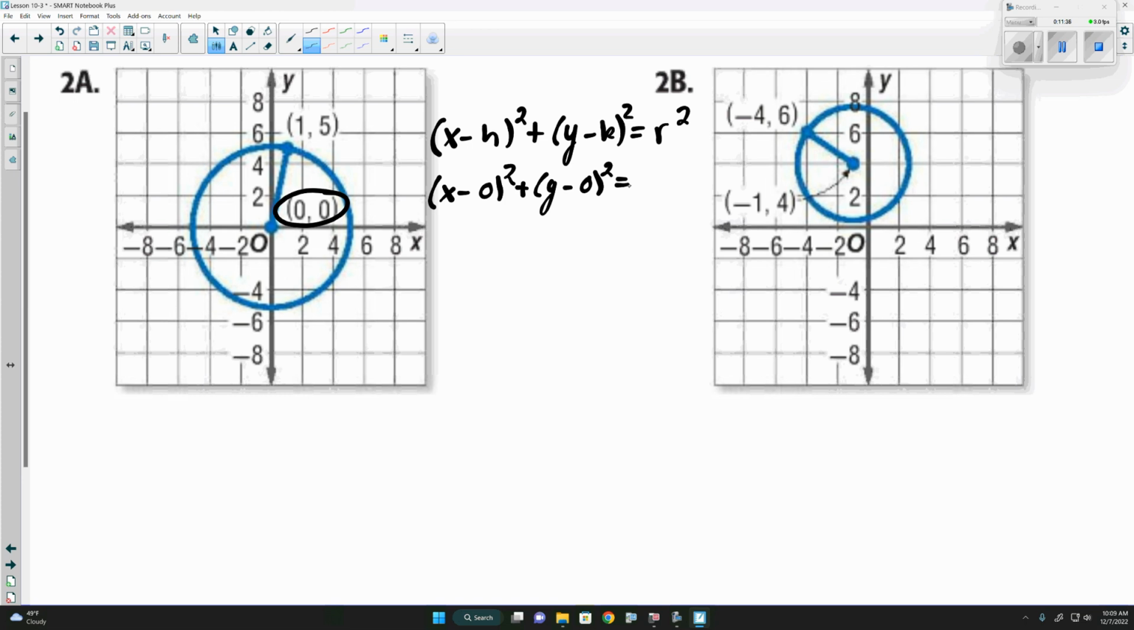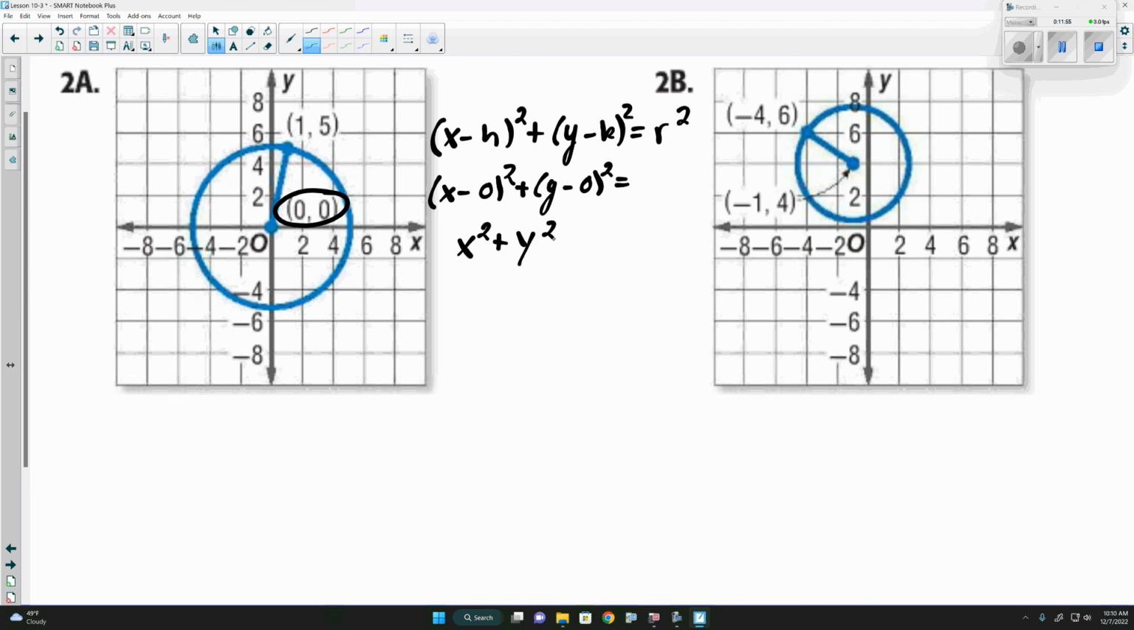Which ends up being x squared plus y squared, because x minus 0 is just x. So we have x squared. And then we have y minus 0, which is just y squared.